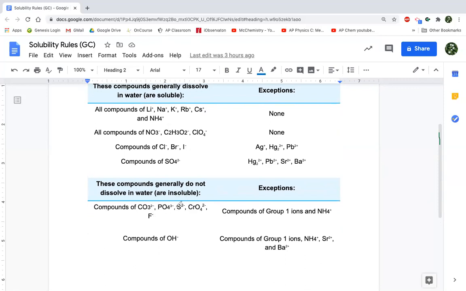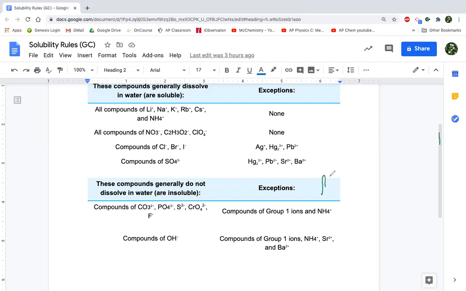Now, the exception to this is our group 1. This supersedes everything, these two. The group 1, ammonium, the nitrates, acetates, and perchlorates, they're always soluble. Doesn't matter what they're with. If we have carbonates, phosphates, sulfides, chromates, and fluorides, then we have to look at what they're with. If they're with group 1, don't worry about it. They are soluble. If they're with anything else, they are insoluble.